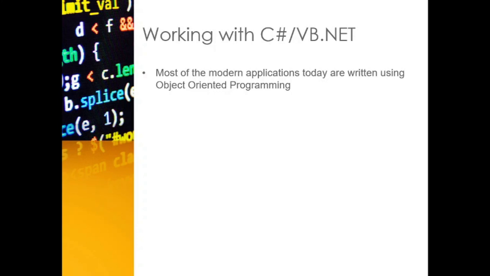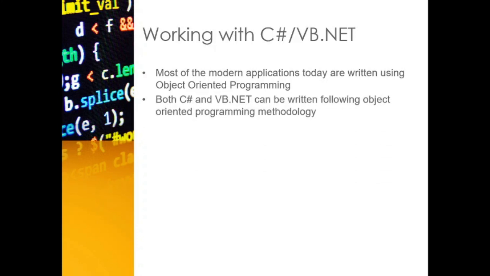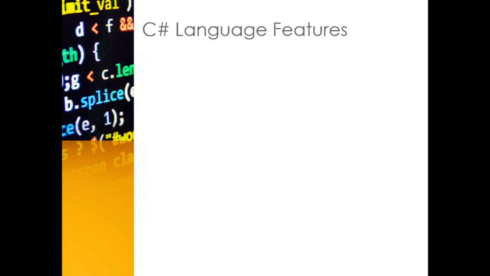C Sharp, VB.NET and all those languages that target the .NET environment comply with object-oriented programming. They follow standards of object-oriented programming. As I told in earlier sessions, there are two methodologies: a procedural methodology and an object-oriented programming methodology. In object-oriented programming methodology, what do we do? We create objects and classes.